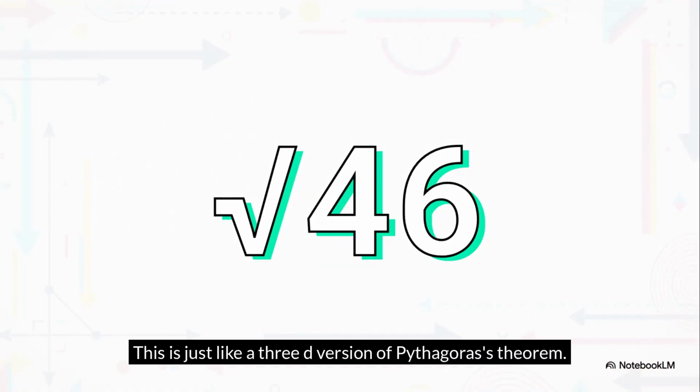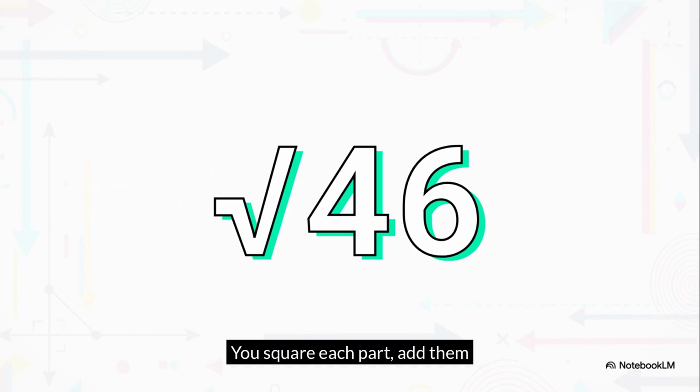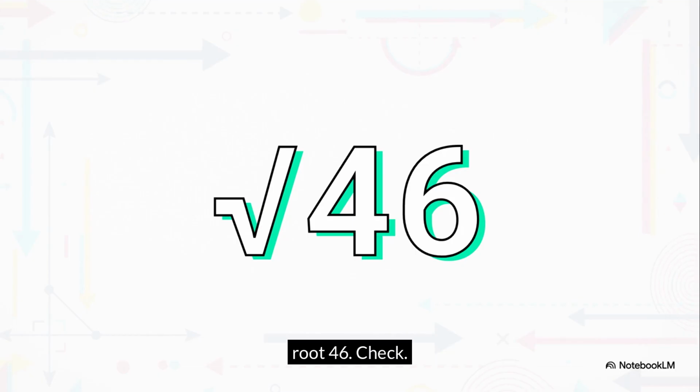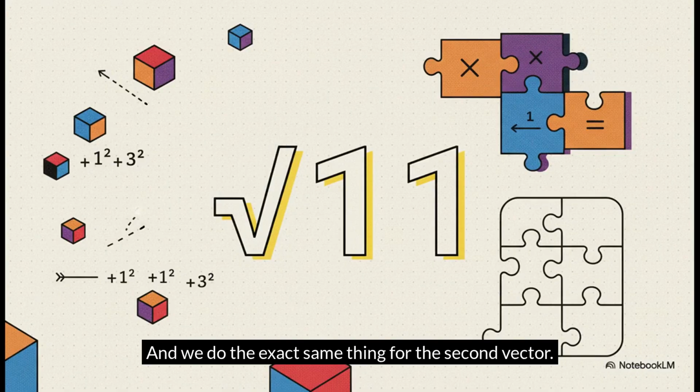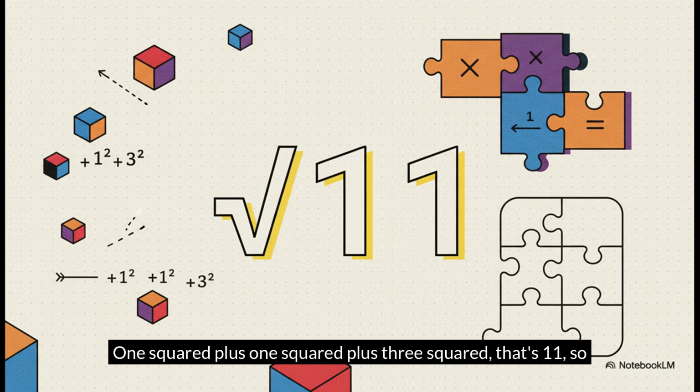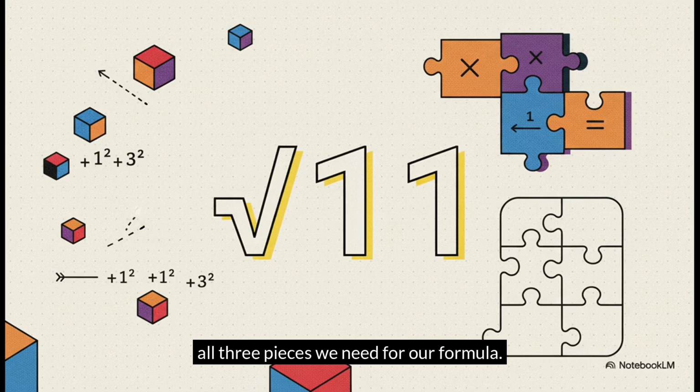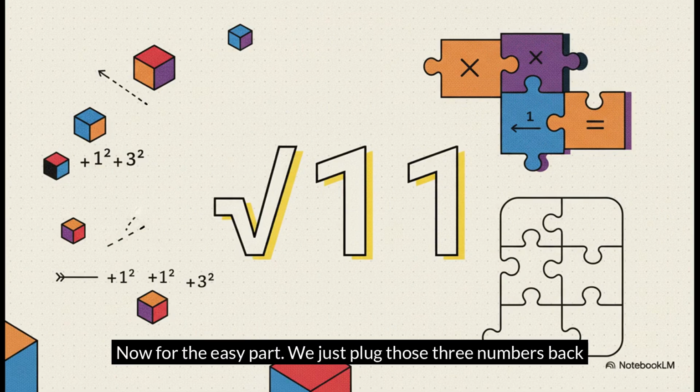Okay, next ingredient, the magnitude of that first vector. This is just like a 3D version of Pythagoras' theorem. You square each part, add them together, and take the square root. So we have 36 plus 1 plus 9, which is 46. The magnitude is root 46. Check. And we do the exact same thing for the second vector. 1 squared plus 1 squared plus 3 squared, that's 11, so its magnitude is root 11. And just like that, we have all three pieces we need for our formula.